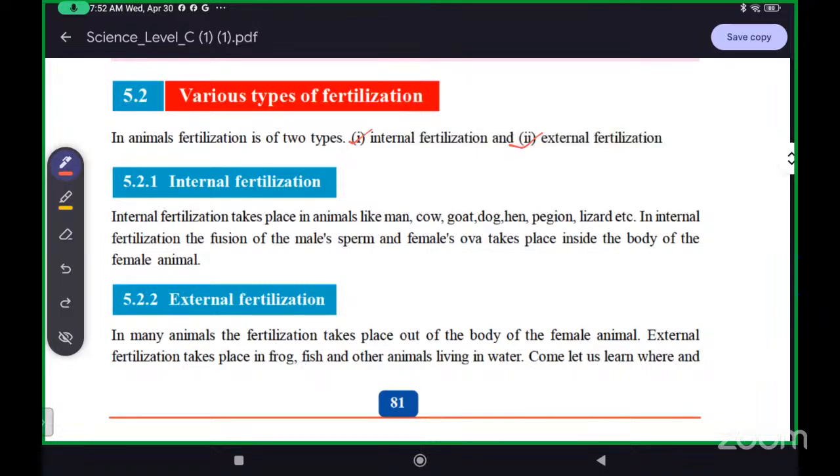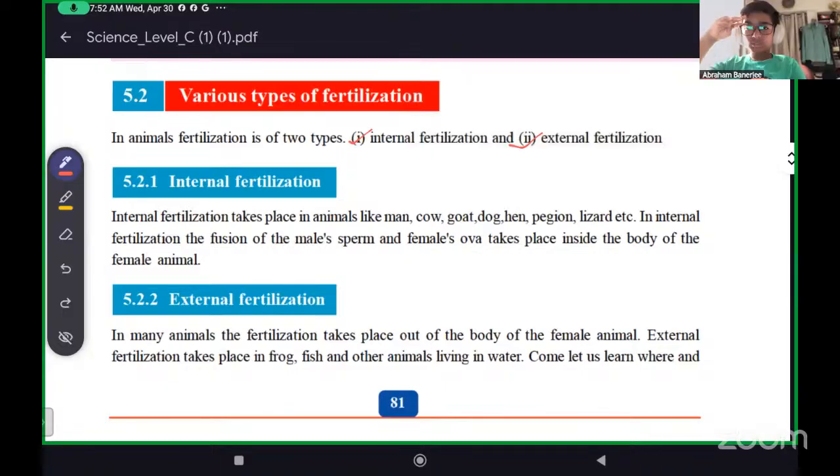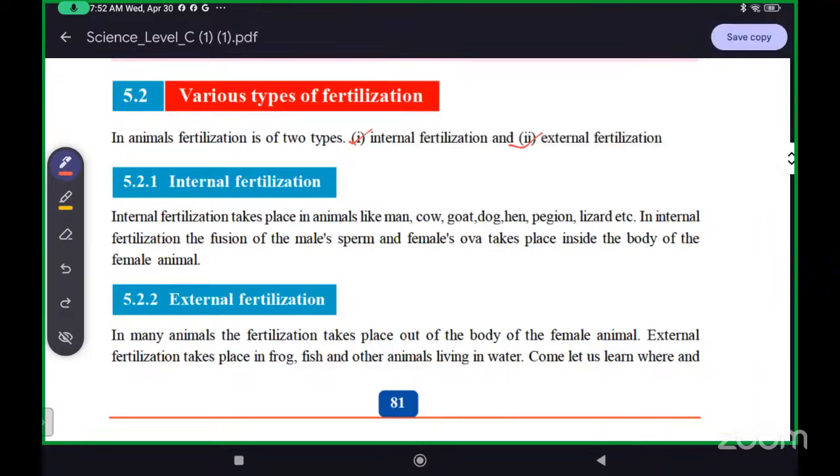But external fertilization is when the fusion and development of the baby and everything happens outside the body of the organism. Yes, Abraham. Ma'am, so there are two types of fertilizations, internal and external, right? Yes, internal and external.